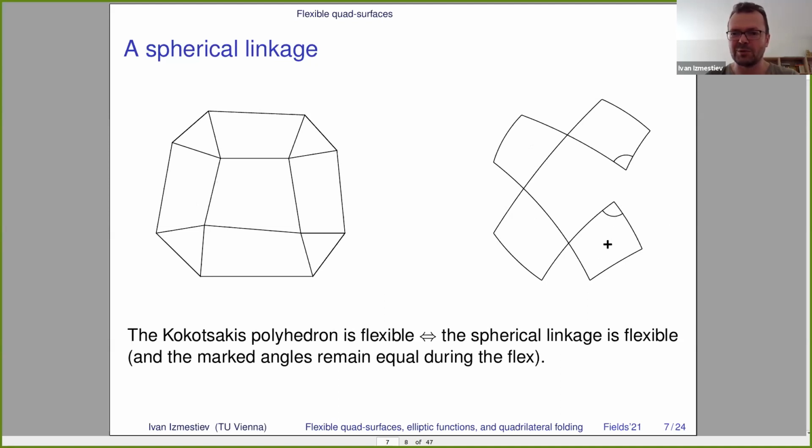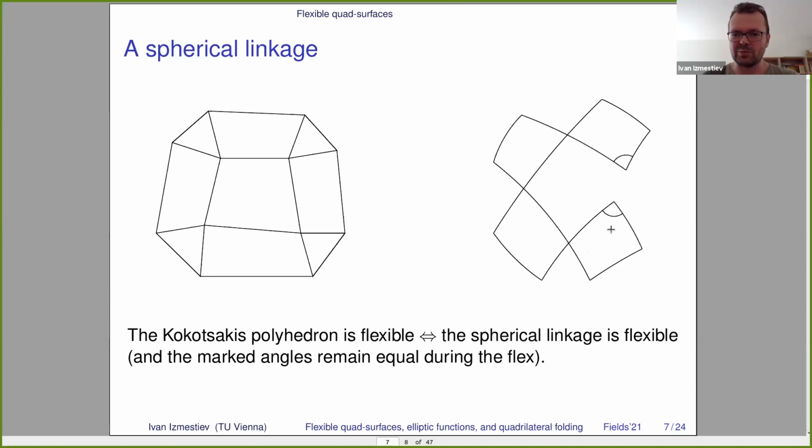I mean, this is equivalent to the condition that when this spherical framework deforms, then the 2 marked angles are always equal, because they correspond to the same dihedral angle in the polyhedron. So that's some non-trivial condition. We have a one parameter deformation, and we also want from this one parameter family that the angles are equal. All right, so how can we approach that?